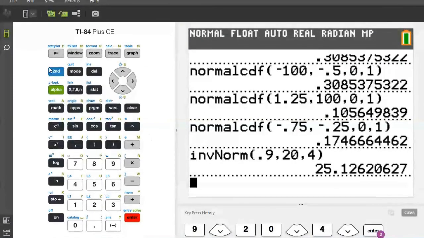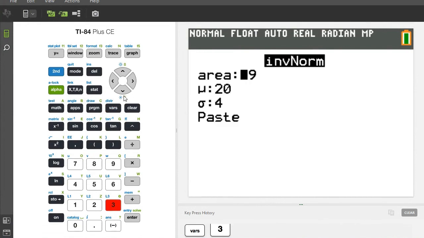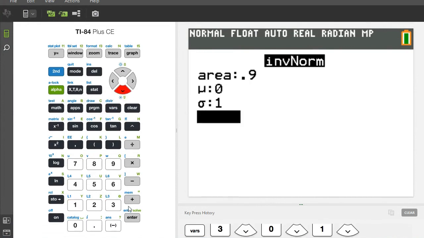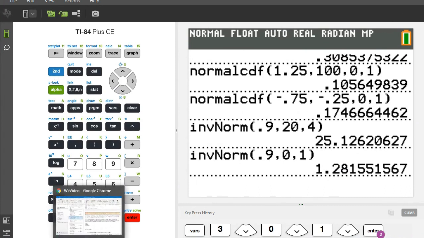I also could find the z-score for that if I wanted to do it with z-scores. So mean of 0, standard deviation of 1. I could get the z-score that's associated with 25.126 centimeters, which is 1.282. So that would be how I do that.